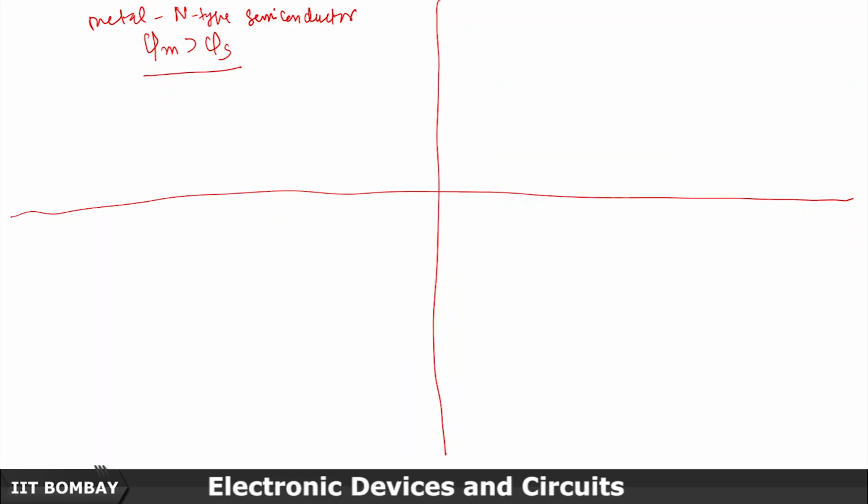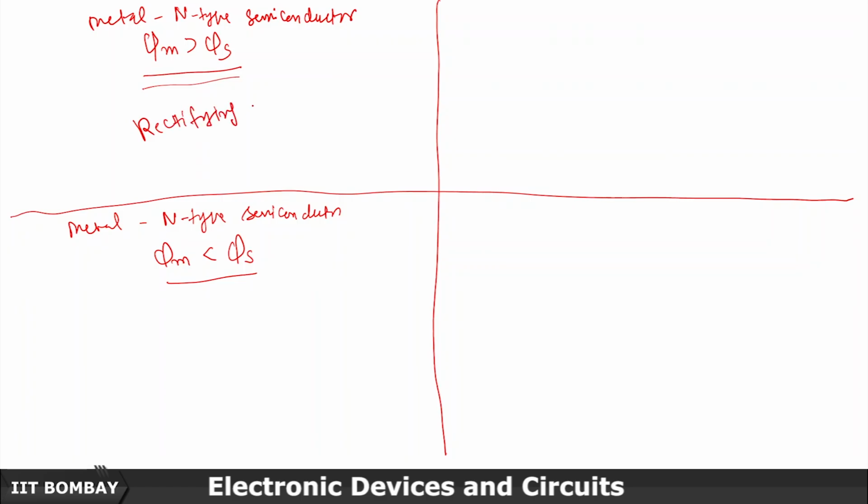And second case, let's say we take the same case, metal and N-type semiconductor again, but this time let's say phi m is smaller than phi s. So the first case would be a rectifying contact, and this will be an ohmic contact.